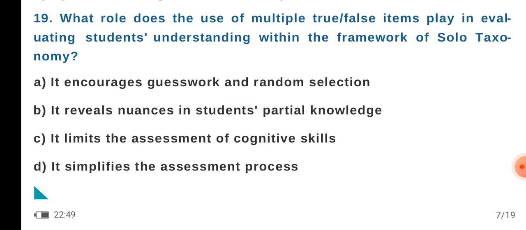What role does the use of multiple true or false items play in evaluating students' understanding within the framework of solo taxonomy? Letter A, it encourages guesswork and random selection. Letter B, it reveals nuances in students' partial knowledge. Letter C, it limits the assessment of cognitive skills. Letter D, it simplifies the assessment process.